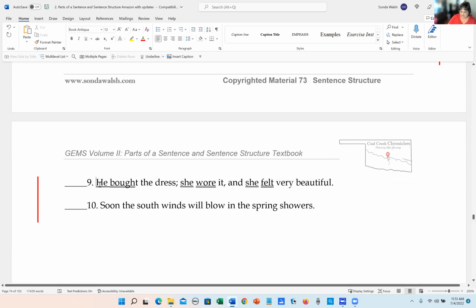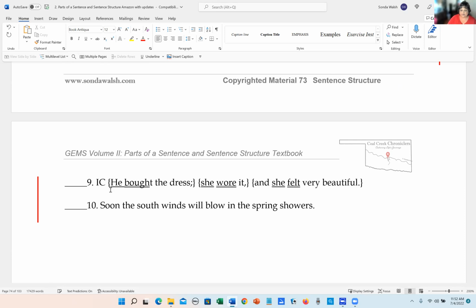So I start at the beginning. There's one. And there's one. I can only have one set of subjects and verbs. I'm going to put a break right here at this comma. I'm going to put a break right here at the semicolon. And now I'm going to go through and identify my clauses. So he bought the dress. I go to the word, the subject, and I go to the left. There is no subordinating conjunction or relative pronoun. Therefore, this is an independent clause.